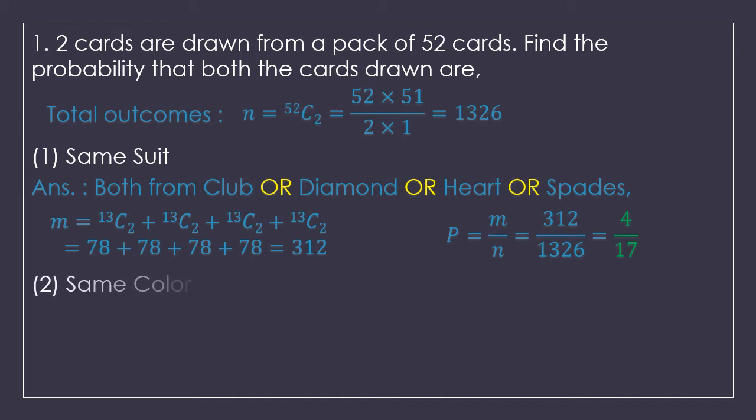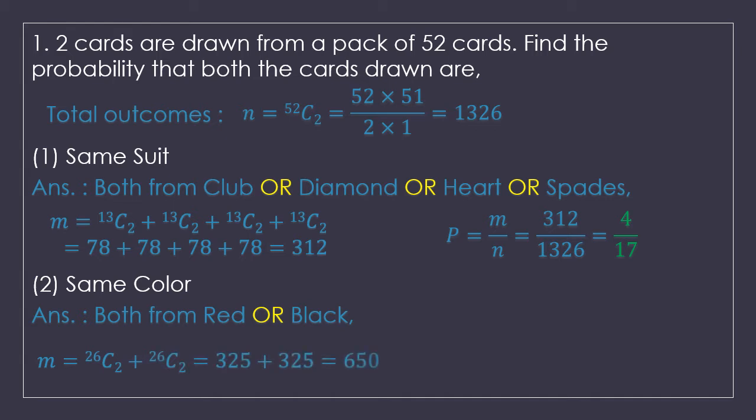Second question is same color. Now there are two colors of cards out of 52. One is red color cards, second is black color cards. So that is again red or black. Now there are 26 red cards and there are 26 black cards. So the combination will be 26C2 plus 26C2.